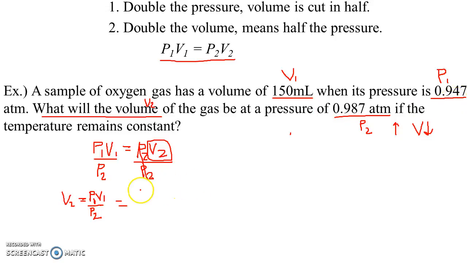P1, we said, was 0.947 atmospheres. It is important that you always have your units, okay? That has not changed. Okay, V1 is 150 milliliters.